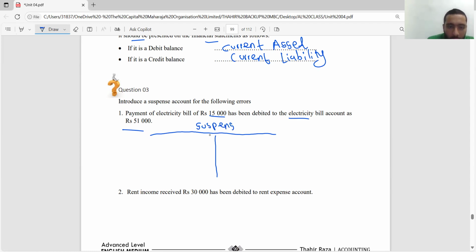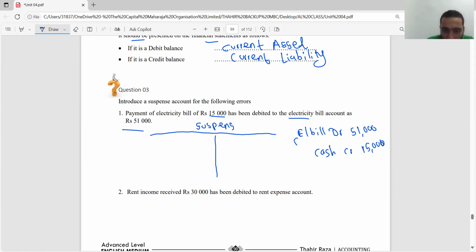Right. Now, payment of electricity 15,000. You have recorded this as electricity bill debit 51,000. And cash credit, how much have you recognized? Cash is okay. They have not said anything about cash. That means we have to assume cash is correct. So this is the double entry that you have passed. Right?